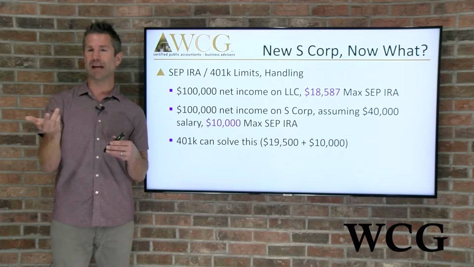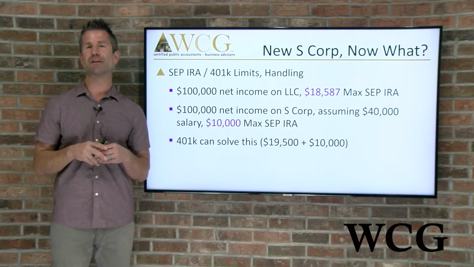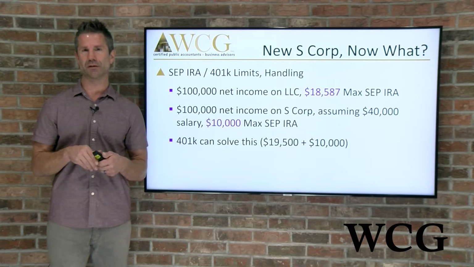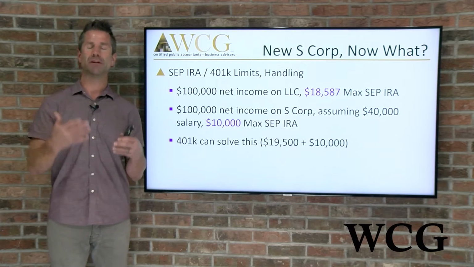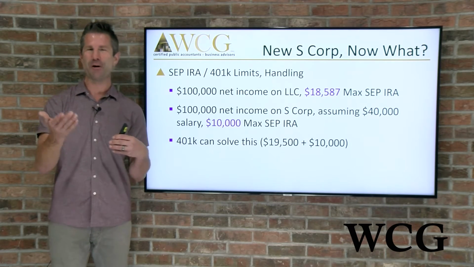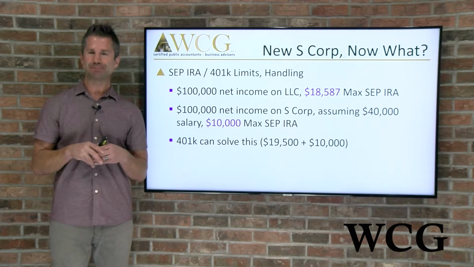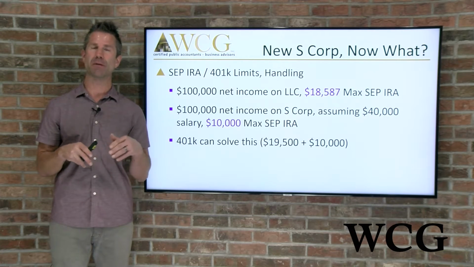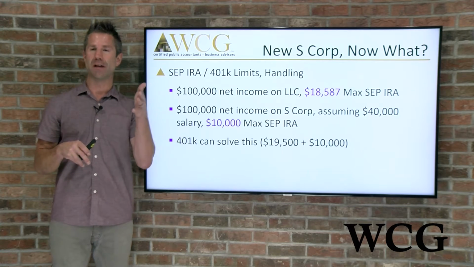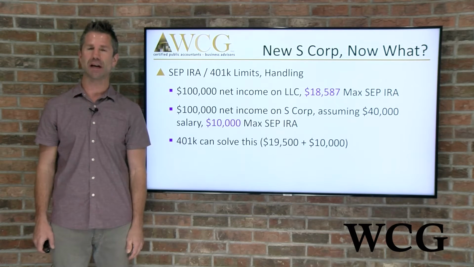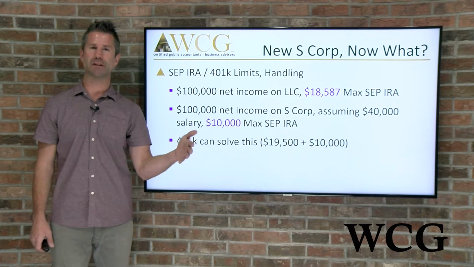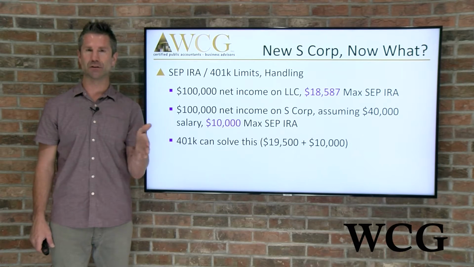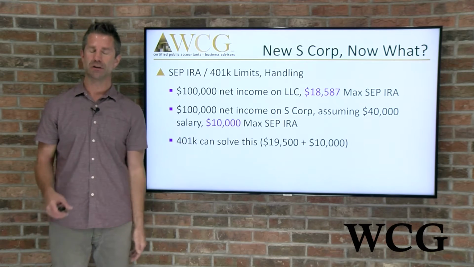But as you can see, there is an $8,500 difference between maximizing your SEP IRA with your garden variety LLC versus your LLC being taxed as an S Corp. How we can solve this is either A, we can get over it, or B, we can add in a 401k. A 401k for 2020 has a $19,500 contribution from the employee side, that's you, and then also the company can put in $10,000 as well. So if we do find ourselves limited with the SEP IRA limit by converting from a garden variety LLC into an S Corp, we can change that by using a 401k.